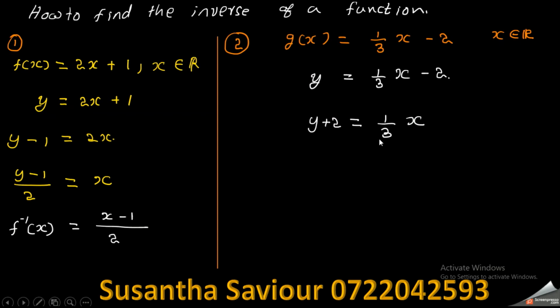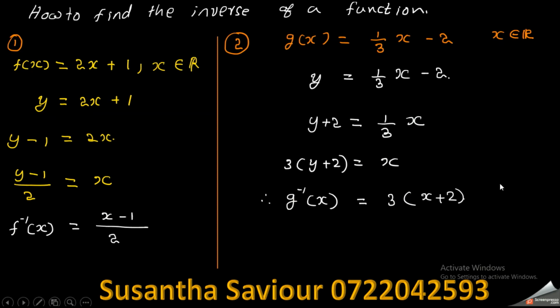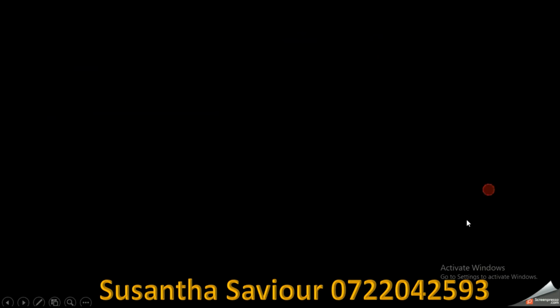So for that we multiply both sides by 3, right? Then 3 times (y + 2) is equal to x. Now this is my g inverse, and then I write this one as x. So we replace y with x and x with g inverse. So g inverse of x is equal to 3 times (x + 2), right? I think you got it clearly. Let's see some other example.